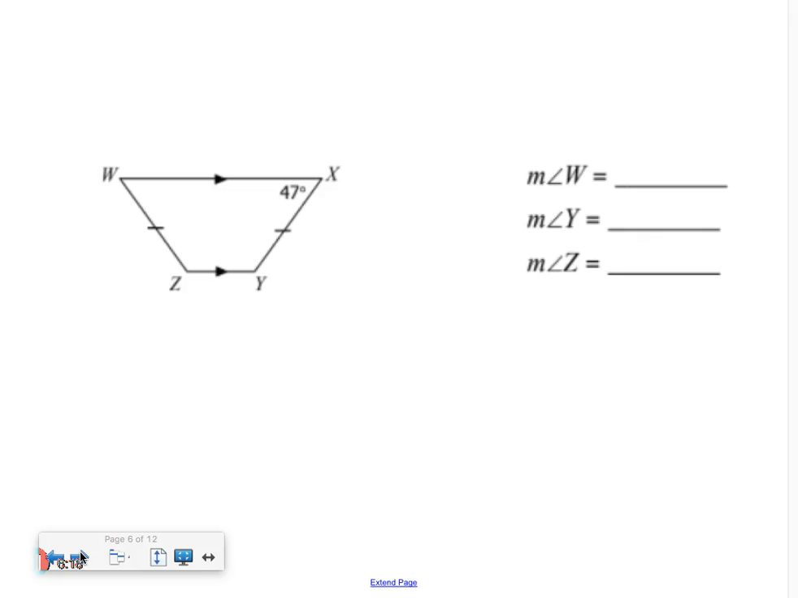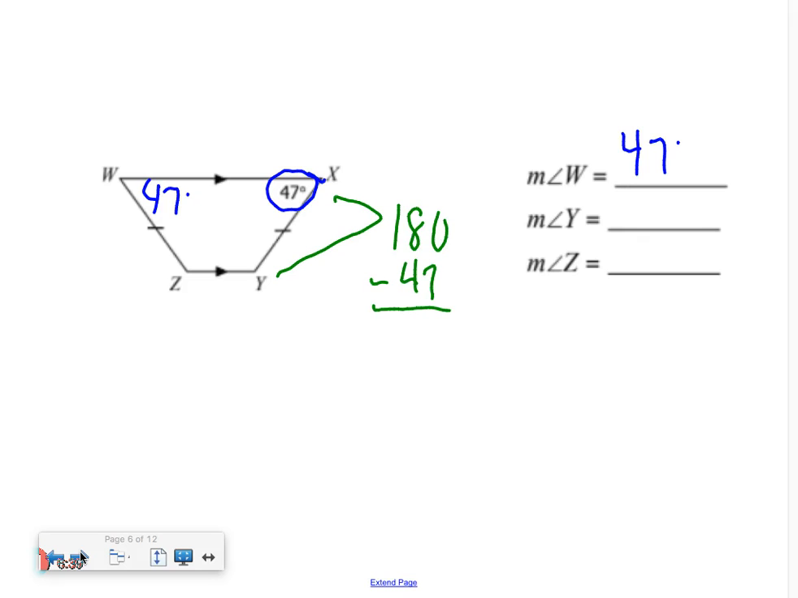Okay, now let's decide what kind of trapezoid this is. Isosceles. So we know base angles are congruent. So what other angle is 47 degrees? W. And then again, these are supplementary. So what would we get for angle W or Y? 133. And Z would be congruent to Y because they're base angles as well. Good job, folks.